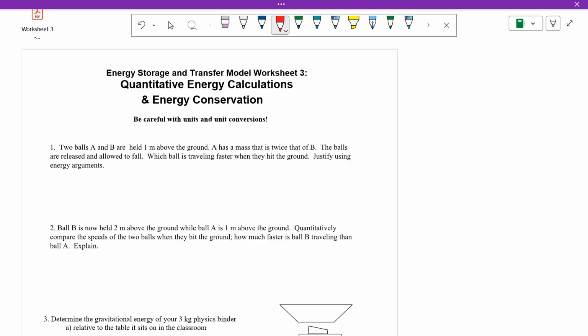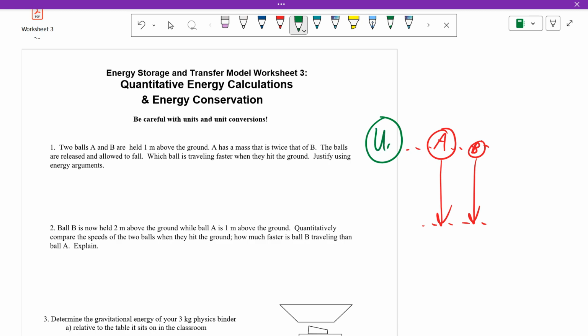So basically all that's different is A is more massive than B. A has double the mass of B. But we already know from projectile motion that they're going to hit the ground at the same time. But we need to justify this with energy. The way I'm going to show y'all is, let's think of pie charts. And let's say at the very top, while you're holding it, it's all UG.